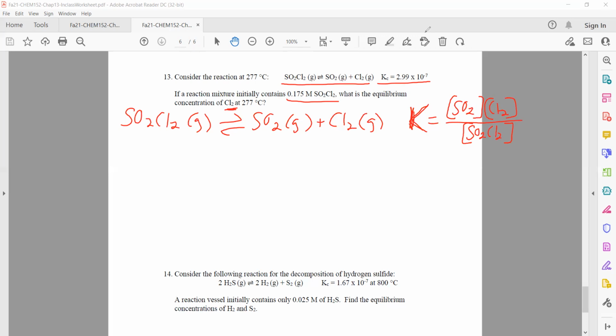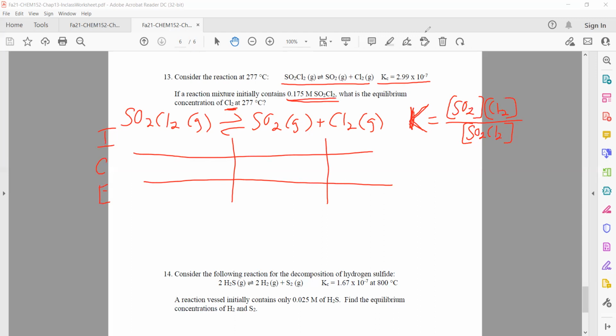Okay. So at this point, we can build our ICE chart. Just remember, ICE chart is initial, change, and equilibrium concentrations for all of our reactants and products that are included in our equilibrium expression. And so we're told that we start with 0.175 molar of our SO2Cl2. Because we're not told anything about the concentrations of our products, we can assume that they start at a concentration of 0.